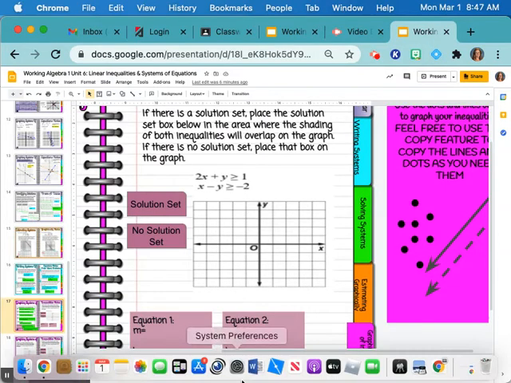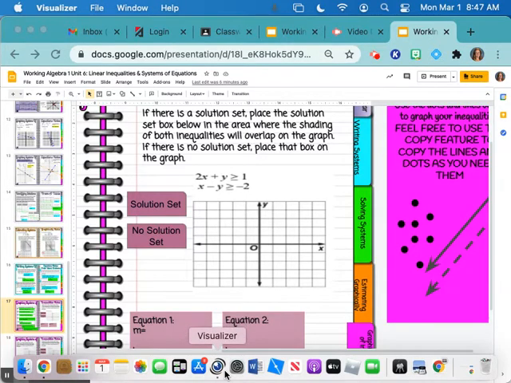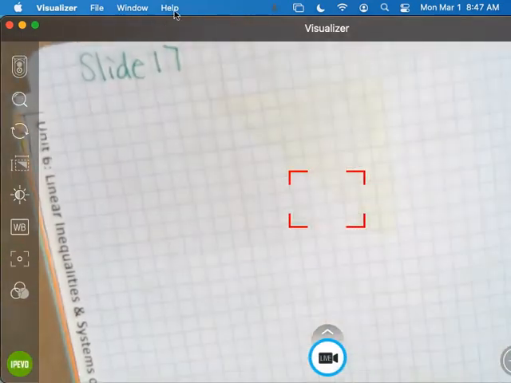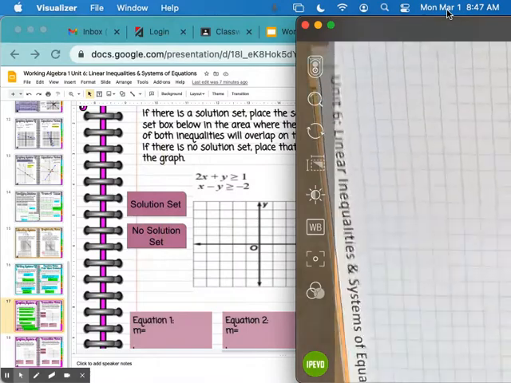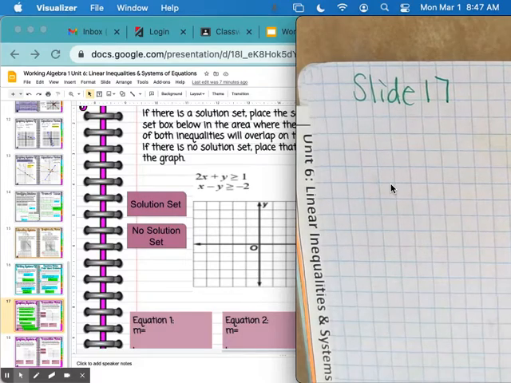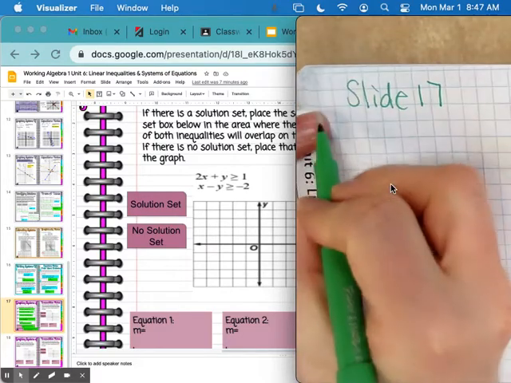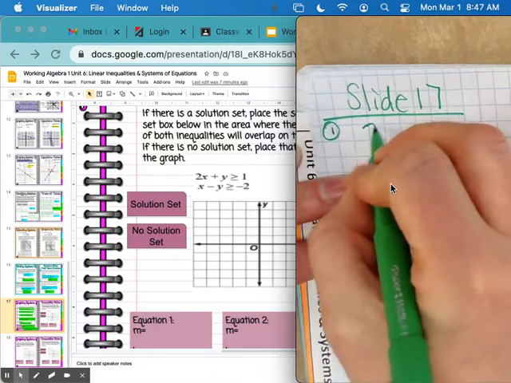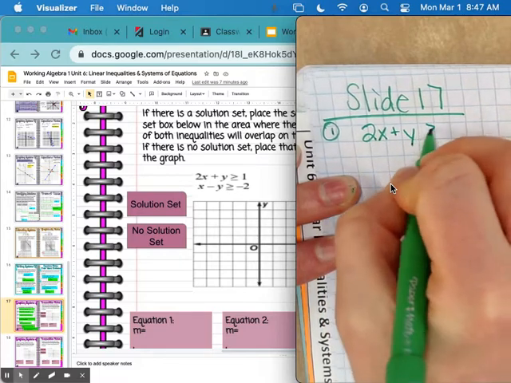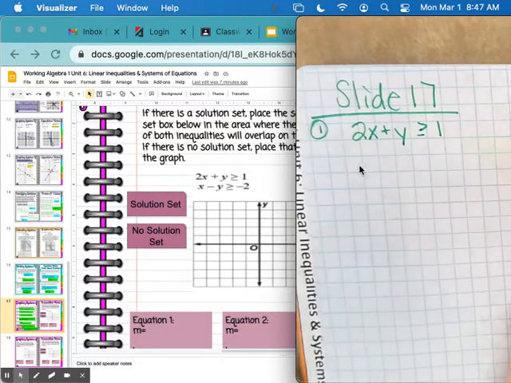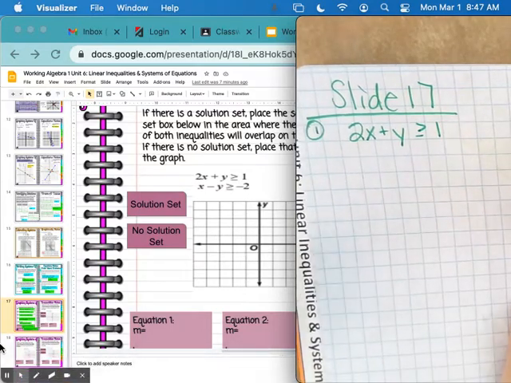So we need to get our composition book out. And let's write on here slide 17. So this is our first example for today. 2x plus y greater than or equal to 1. We need to solve this for y so that we can graph it.